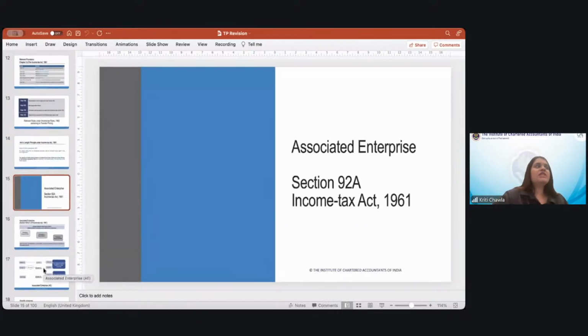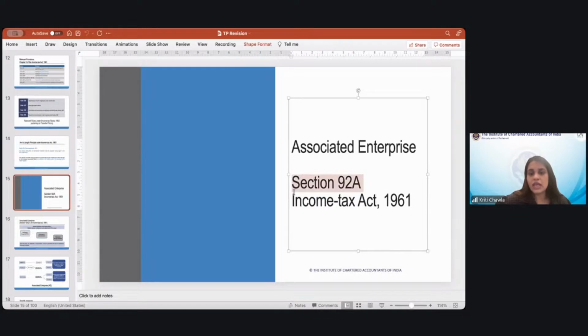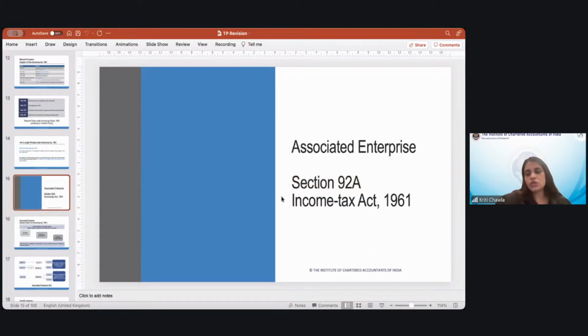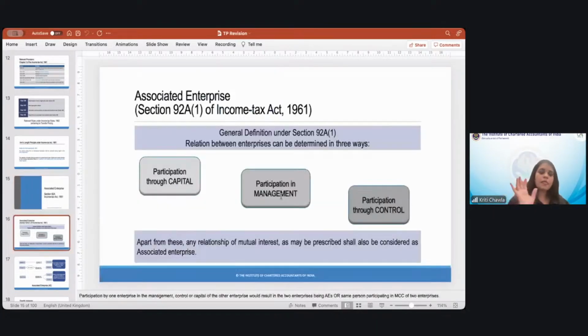Now, the first topic that we start with today is what are associated enterprises. This is part of section 92A. Quickly, I will take you through section 92A and we will revise this particular section. This is the first technical concept, which basically means that when transfer pricing is applicable, it is applicable on associated enterprises. So the point is, what are associated enterprises?